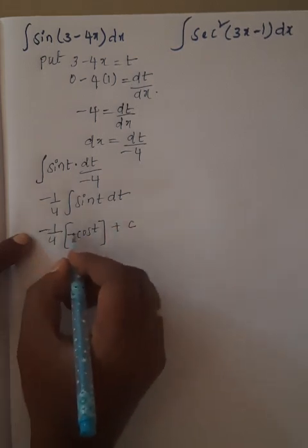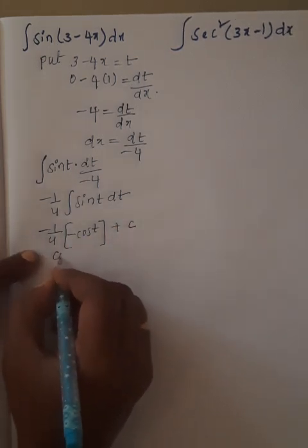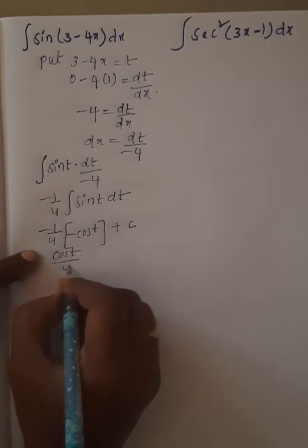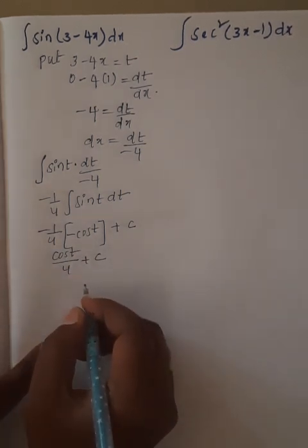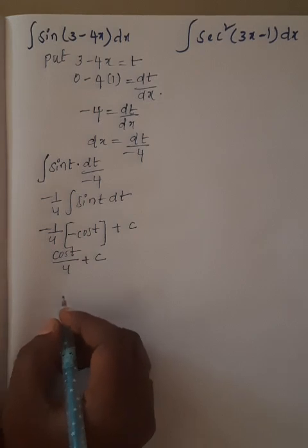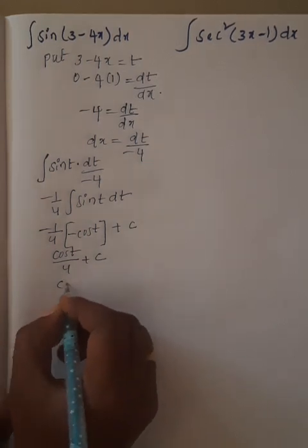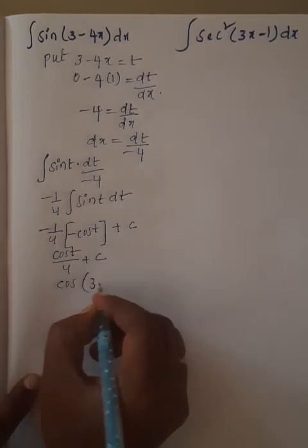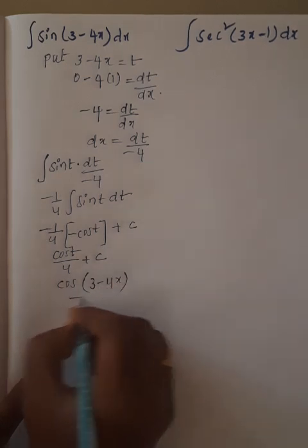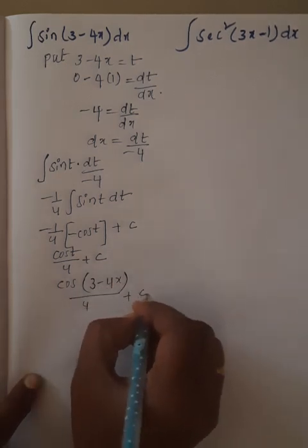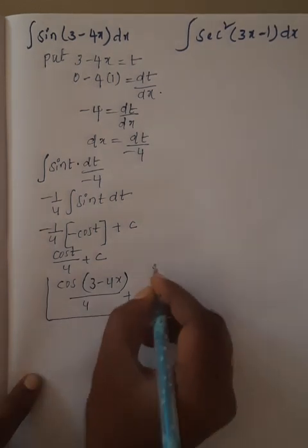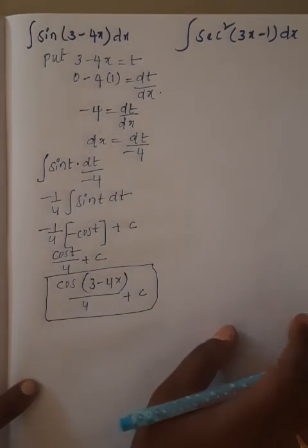So minus into minus will become plus. So cos t by 4 plus c. Again we have to replace t with 3 minus 4x after getting the answer. Cos of 3 minus 4x by 4 plus c, which is our final answer.